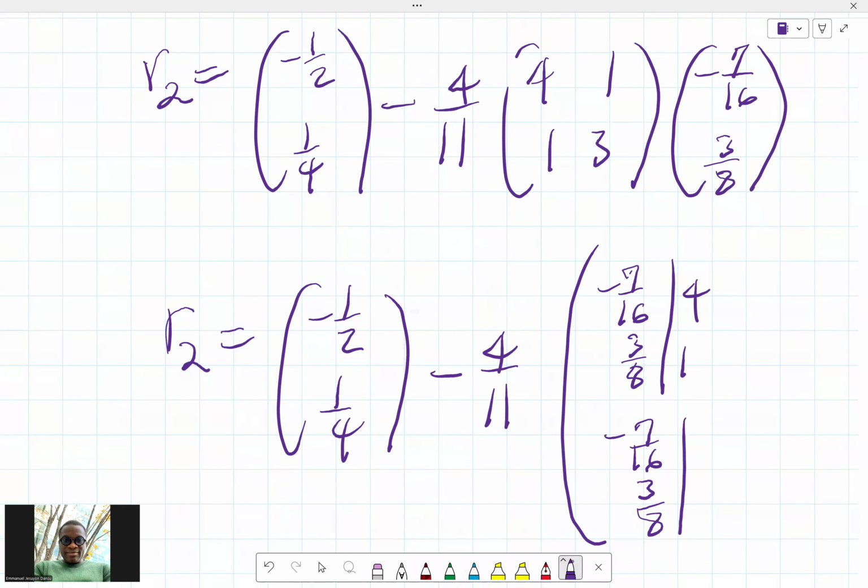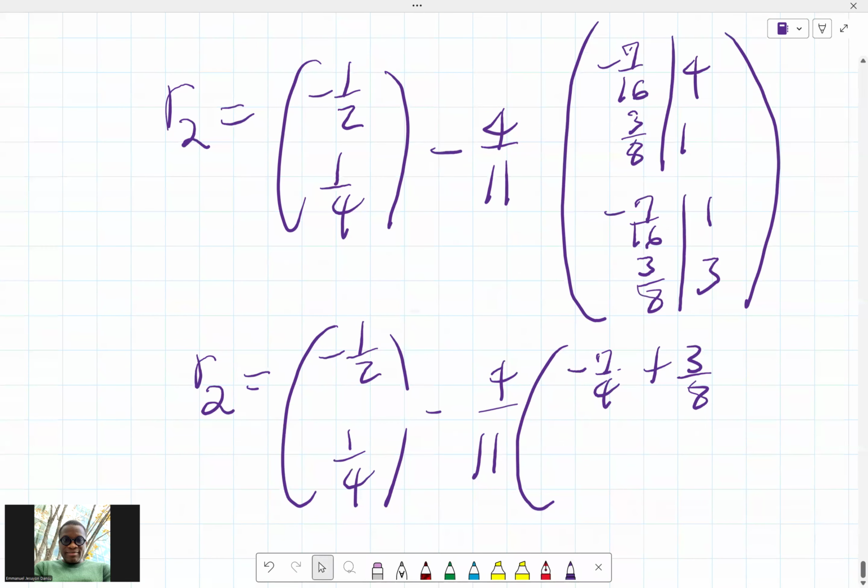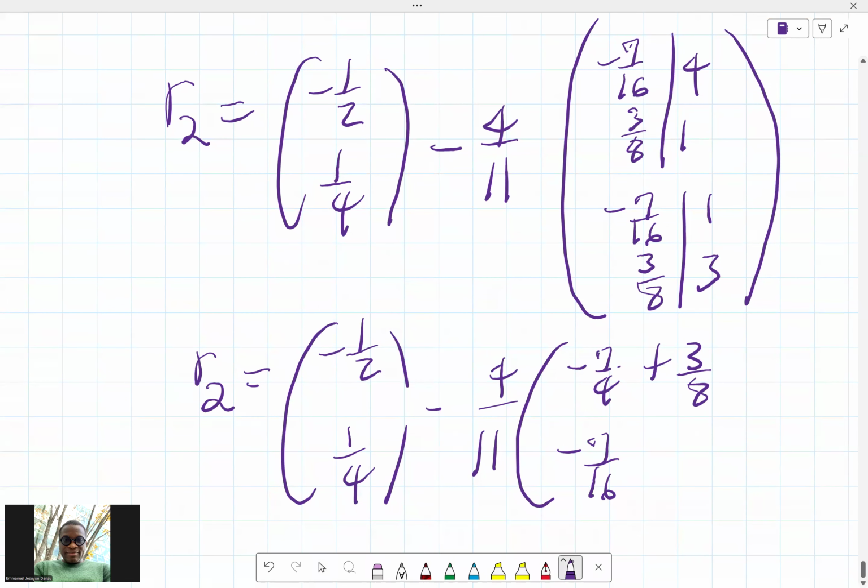Then this is 1, 3. Okay. So that R2 is equal to, I just want to be sure about the convergence, minus 1 over 2, 1 over 4, minus 4 over 11 into, so for this now, can we be smarter? This is minus, okay, 4 in 16, right? That's 4. So that's minus 7 over 4 plus 3 over 8. I think we did something close to this not long ago. Then here we have minus 7 over 16 plus 9 over 8 also.